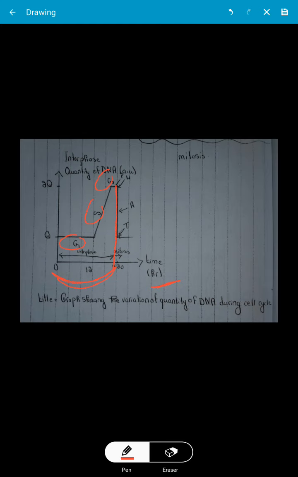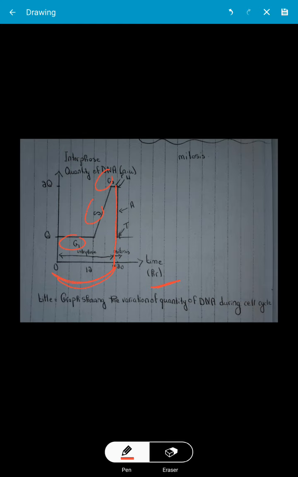So the longest phase in the cell division is the interphase, the phase in which the cell is preparing itself to divide. Just like you girls, when you're preparing yourself to go out, the preparation takes more time than the outing.